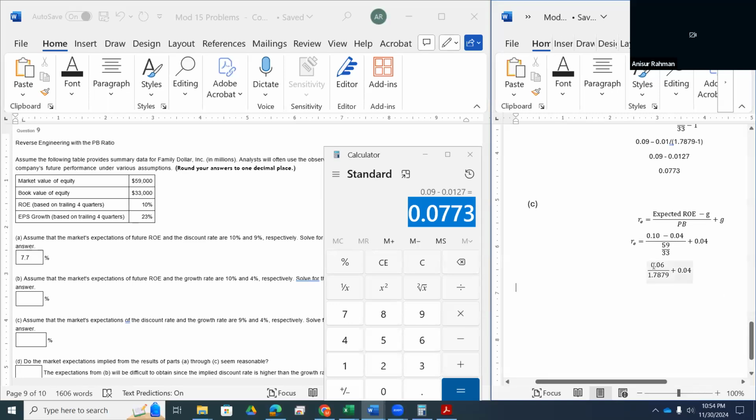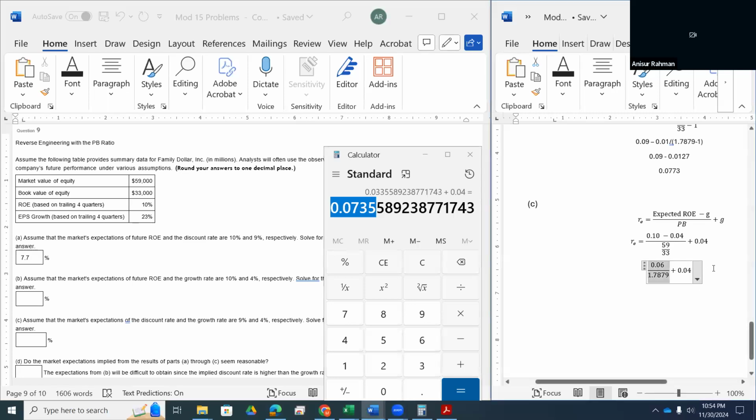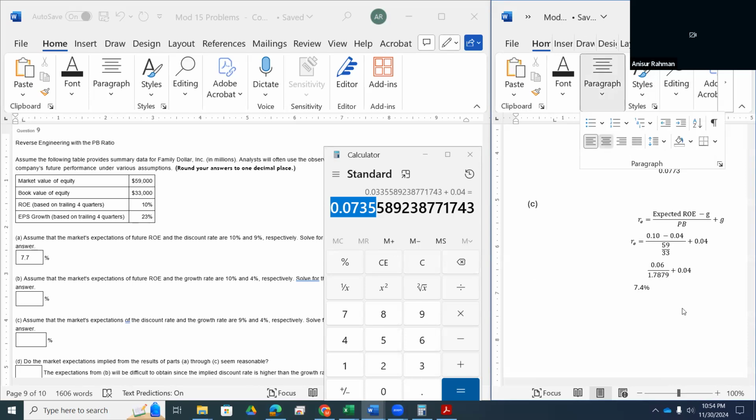Now let us see if we can calculate this from here. Okay, we have to type 0.06 divided by 1.7879 plus 0.04. So, 7.4%. Okay.